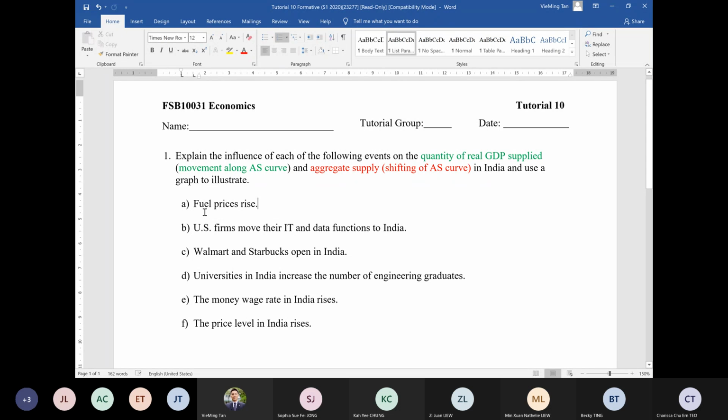Only one product. Okay, so we start from Neon just now. Do you want to answer, Neon? What do you think, Neon? Do you want to try this question? What's the impact if the fuel prices are increasing? Do you think this will affect the quantity of real GDP supplied or the aggregate supply? Which one will get affected? Will the quantity supplied get affected or the aggregate supply? Neon, can you answer? What do you think?